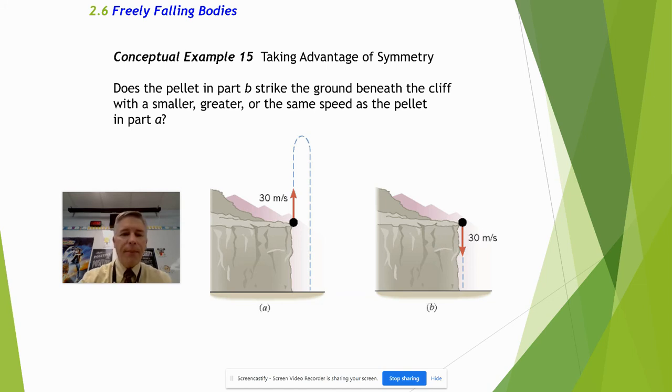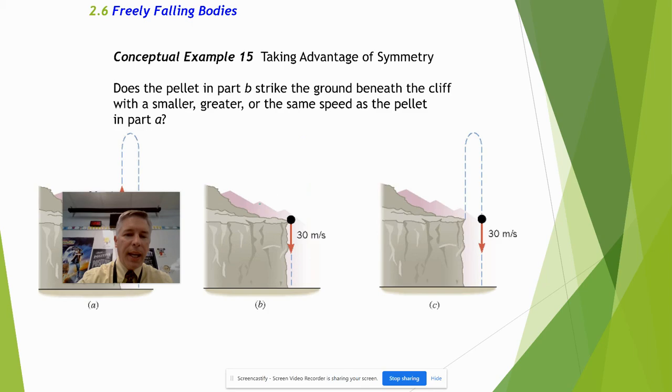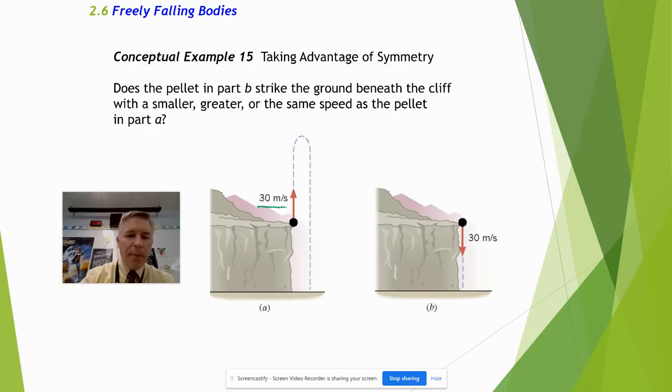Well, here's the key idea. If I throw this up at 30 meters per second, as it travels up, this coin or this rock or this pellet, I guess they refer to it as a pellet, is going to be slowing down because gravity is acting downward on it. So eventually it's going to get to a velocity of 0 up here at the top. And then it's going to start coming back down. As it comes back down, gravity is still acting on it downward. So everywhere, gravity always acts on it downward. But here it's going to speed it up.